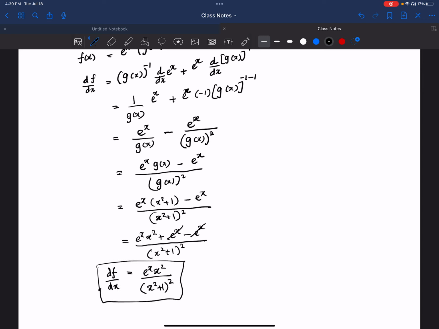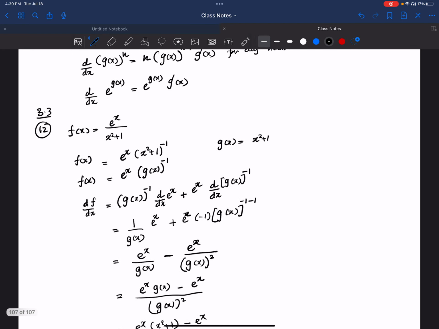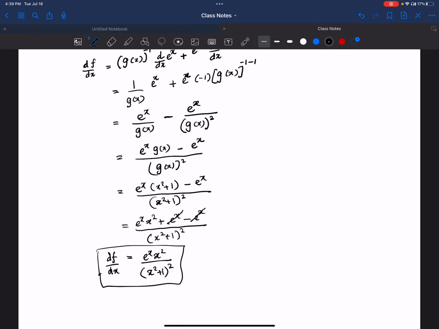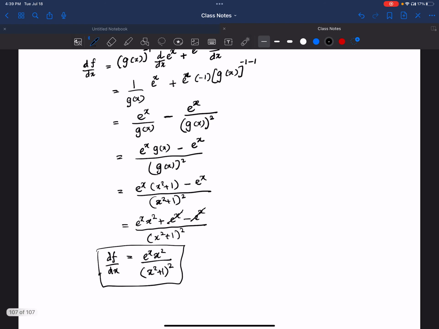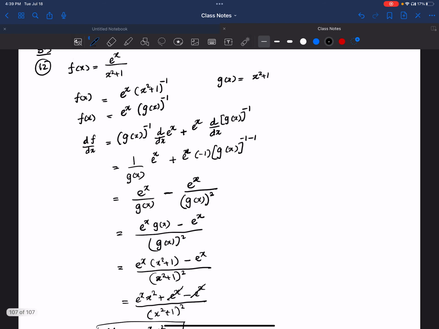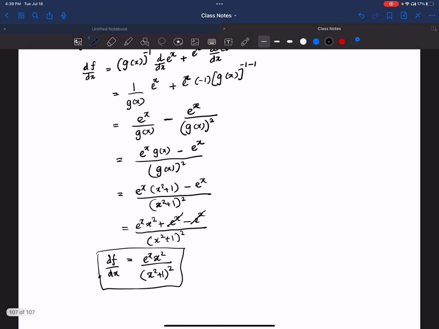So we didn't use the quotient rule. Actually, we used the extension of the chain rule and the product rule to get this done. And likewise, we can do any other function, any product rule, chain rule, or quotient rule functions.